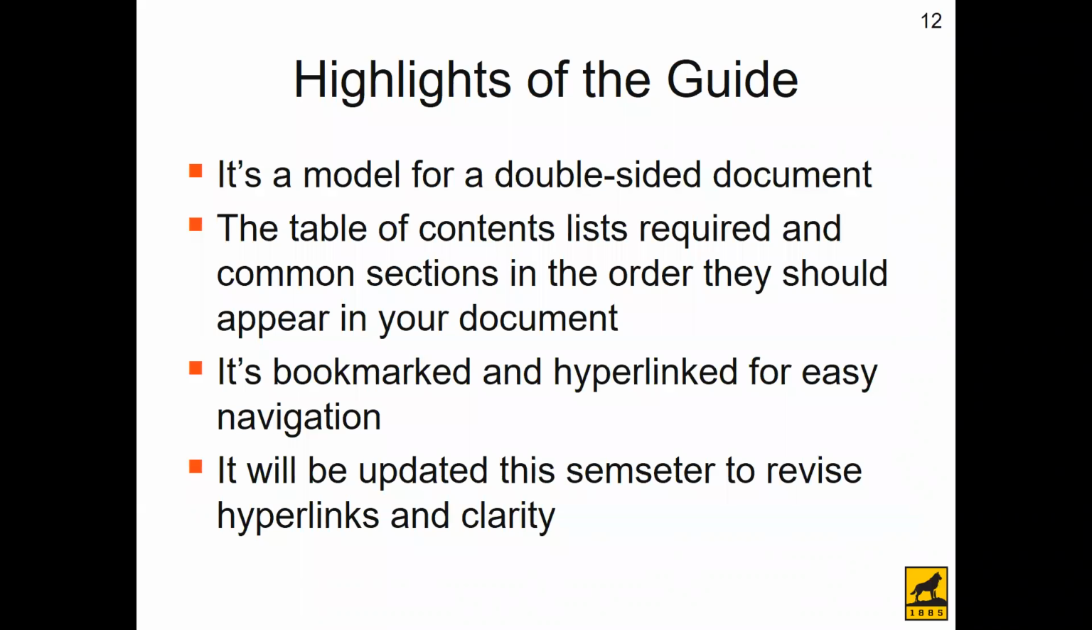The table of contents of the document lists the sections that are required and the common sections in the order they should appear in your document. So if you're wondering where a table of contents goes versus a list of figures versus acknowledgments versus your abstract, they're all listed in the order they appear. It's also bookmarked and hyperlinked, so it's showing you an example of good electronic document preparation. Bookmarks and hyperlinks help people with a 500-page document easily navigate around it. We couldn't think about the web without hyperlinks, so the same thing is true with a 500-page dissertation.